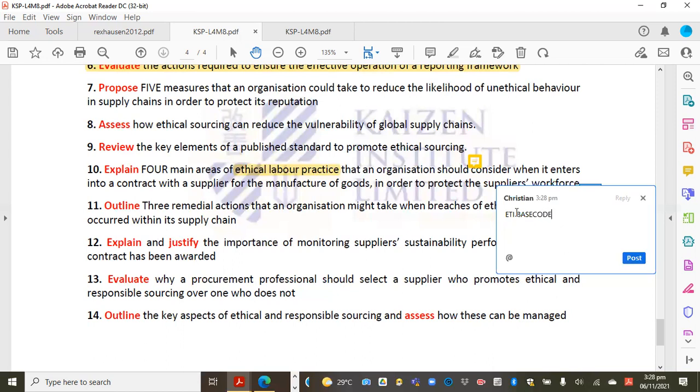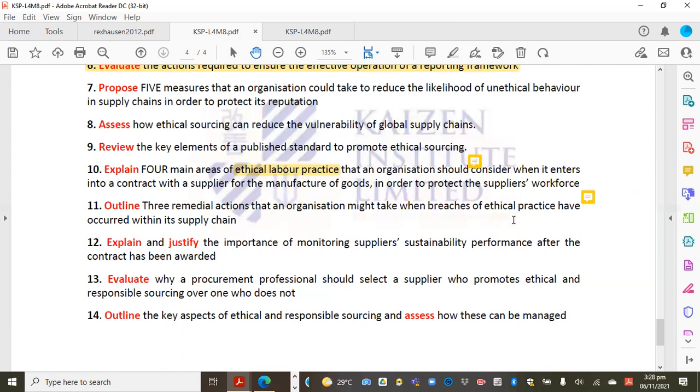Yes, ETI's base code will help. And please, chapter 4. As for chapter 4, any question you get there, you should kill it.